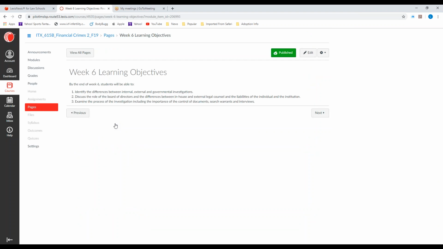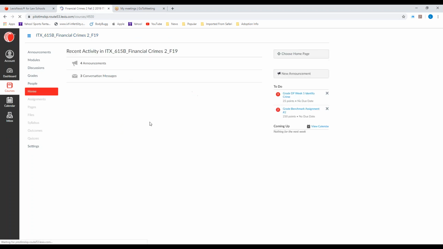So keep these in mind as you're working through the materials. You'll want to, after this week, be able to identify the differences between internal, external, and governmental investigations. You'll also want to be able to discuss the role of the board of directors and the differences between in-house and external counsel, and also the liabilities of the individual and the institution. And then finally, be able to examine the process of the investigation, including the importance of the control of documents, search warrants, and interviews. So a very interesting week for week 6.